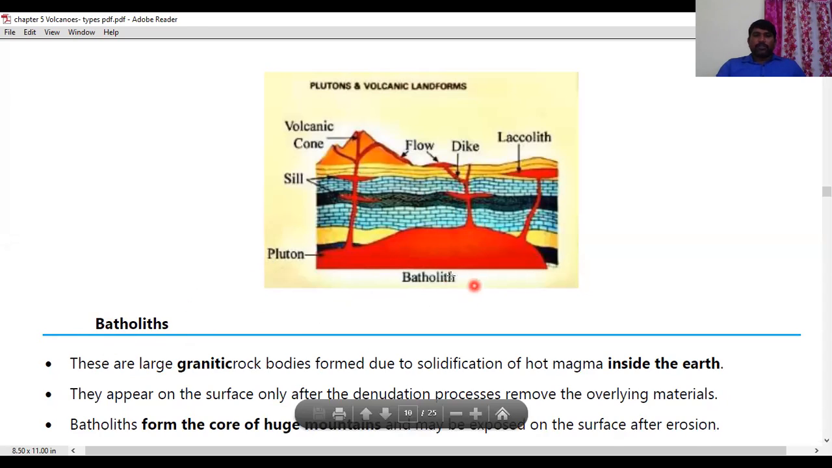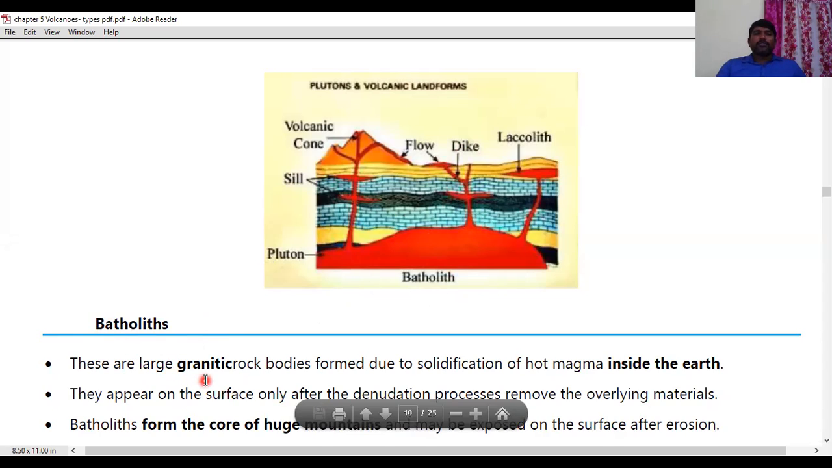They are batholiths, laccoliths, sills, dikes. Now let us go to the batholiths.